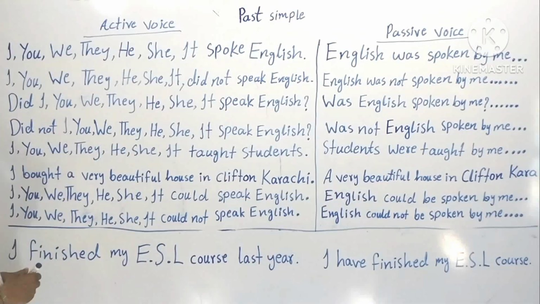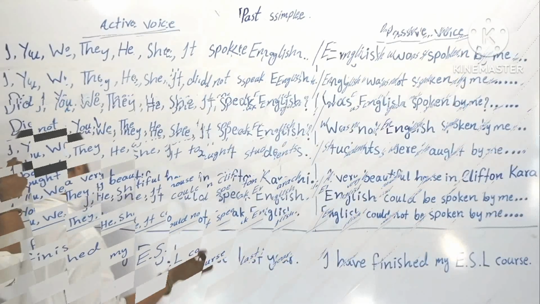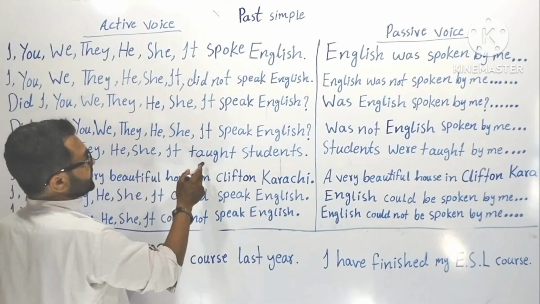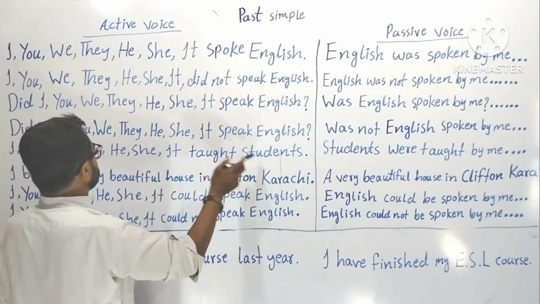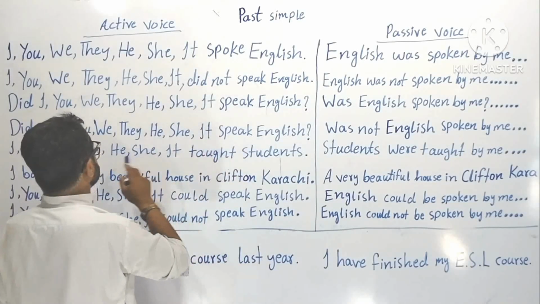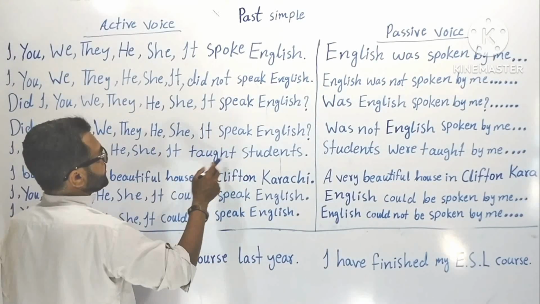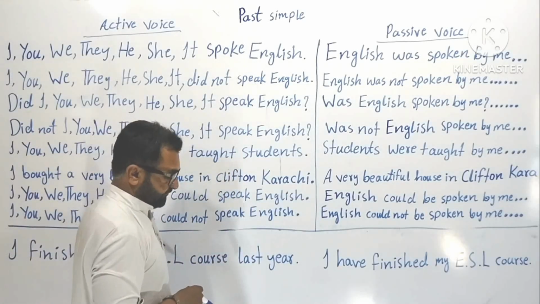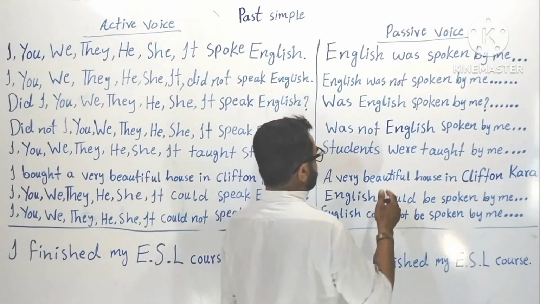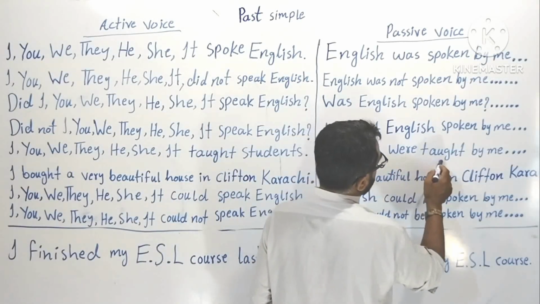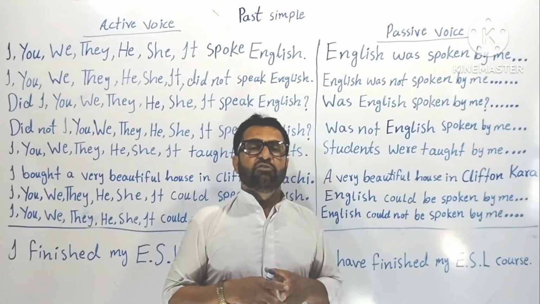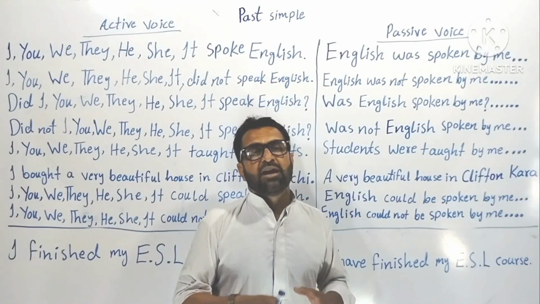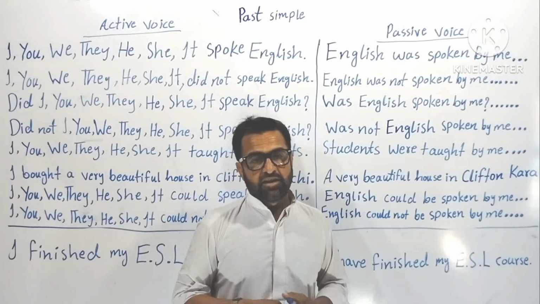Now, let me read the example sentences. I taught students, you taught students, we taught students, they taught students, he taught students, she taught students, it taught students, Ali taught students. Okay? Now let's go to the passive voice. Students were taught by me. Students were taught by me, by you, by us, by them, by him, by her, by it, by Ali, etc.